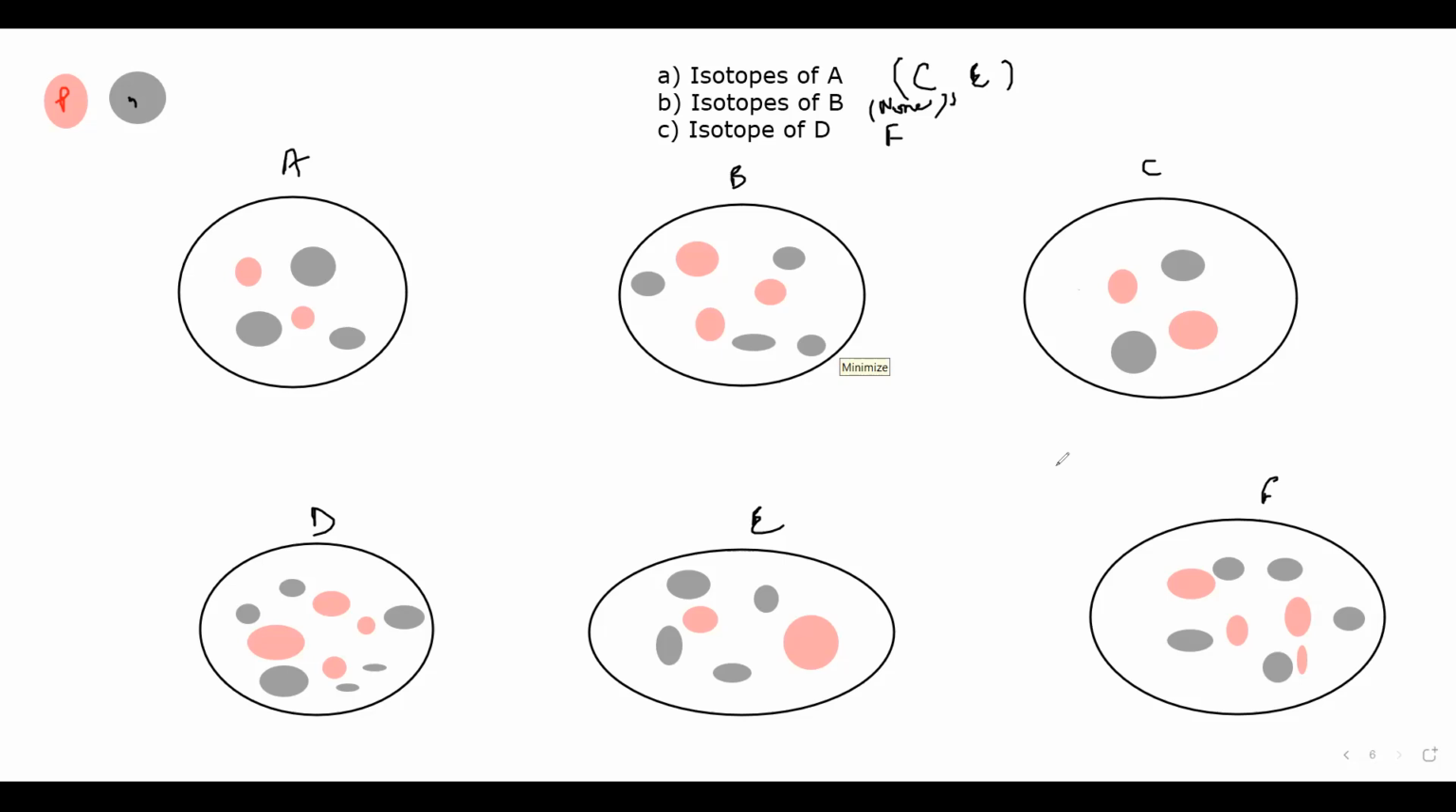To be an isotope, they should have the same number of protons and a different number of neutrons. So A is having 2 protons. You can see C is also having 2 protons. E is also having 2 protons. And they have different numbers of neutrons. So A, C and E are isotopes of each other. And D and F are isotopes because they have the same number of protons and a different number of neutrons. Where B does not have any isotope. Is it clear, this example?